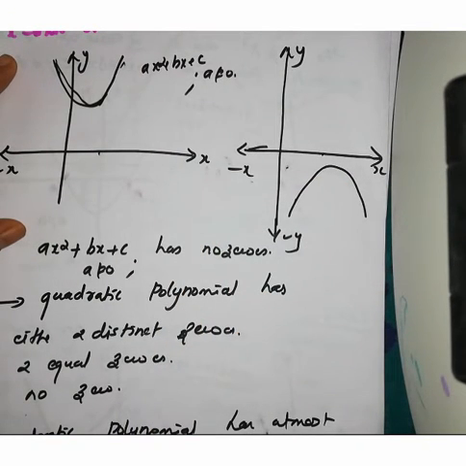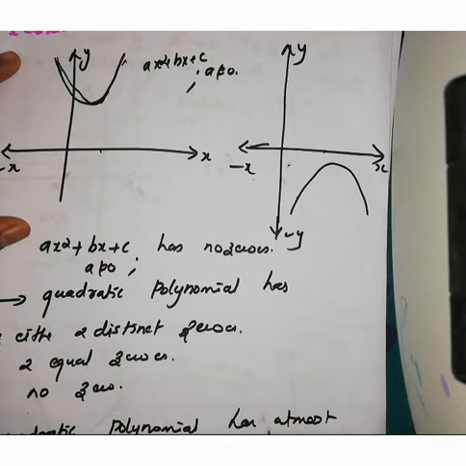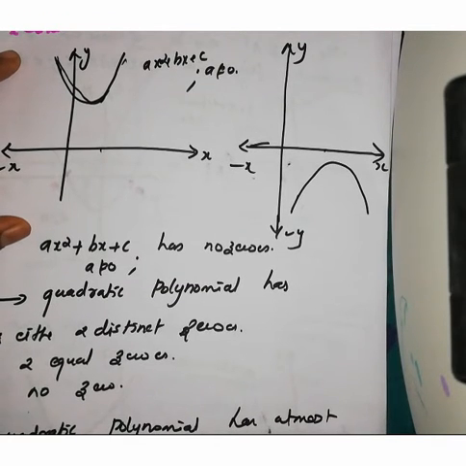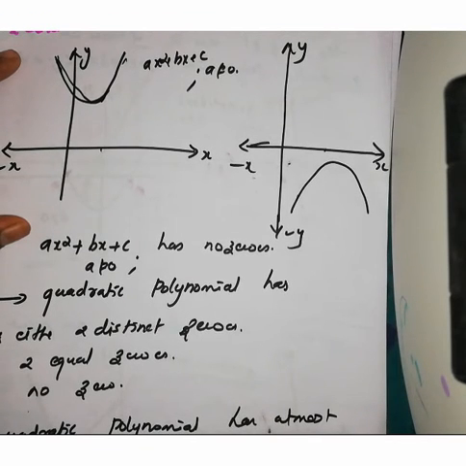So, from these three cases, we can conclude that a quadratic polynomial has either two distinct zeros, or it has two equal zeros. Clear? That means it has only one zero. Or it has no zeros. That means we concluded that a quadratic polynomial has at most two zeros. Either it has two distinct zeros or it has one zero or it has no zeros.